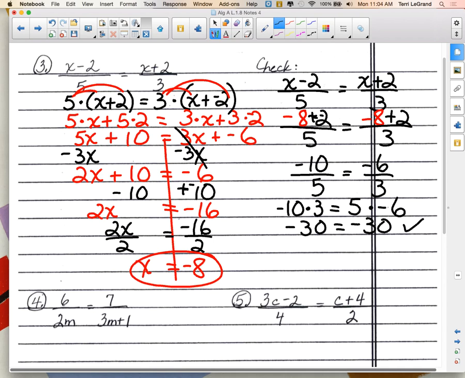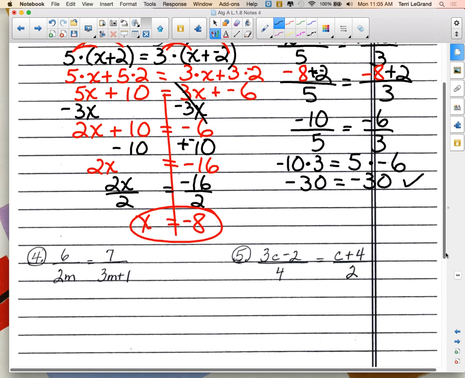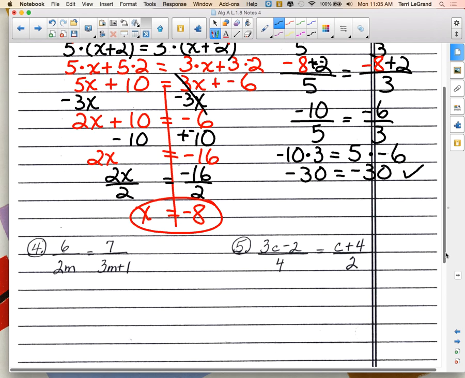Now again, here's the thing that I always want to caution you about. Do not just assume that the other side will be what you got on the first side. You need to actually multiply it out and make sure that it comes out to that. Not make it come out to that, but does it come out to that, okay? So check problems cannot help us if we're not really doing them all the way through properly and then verifying that we do have a true statement.